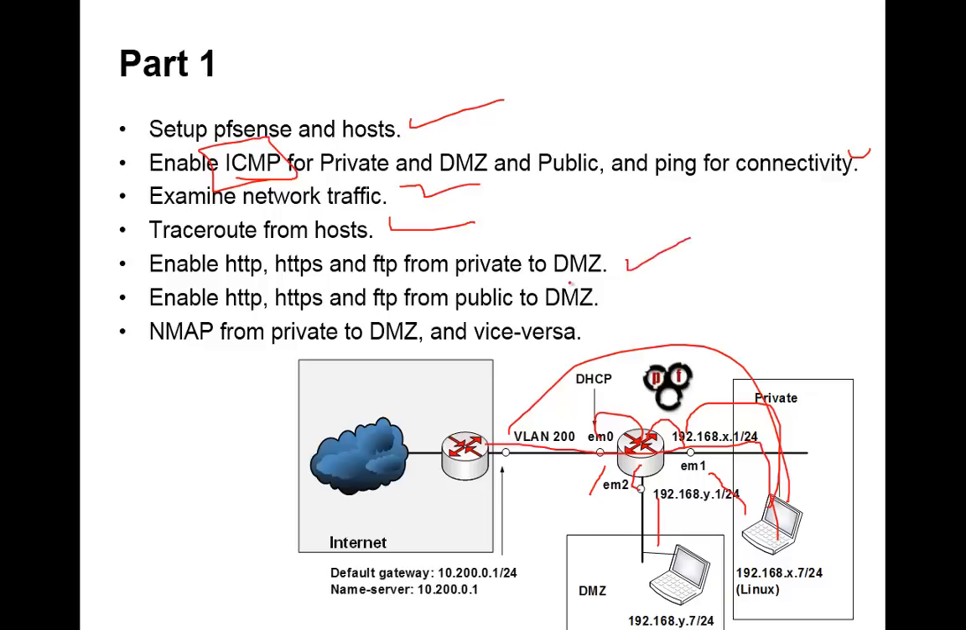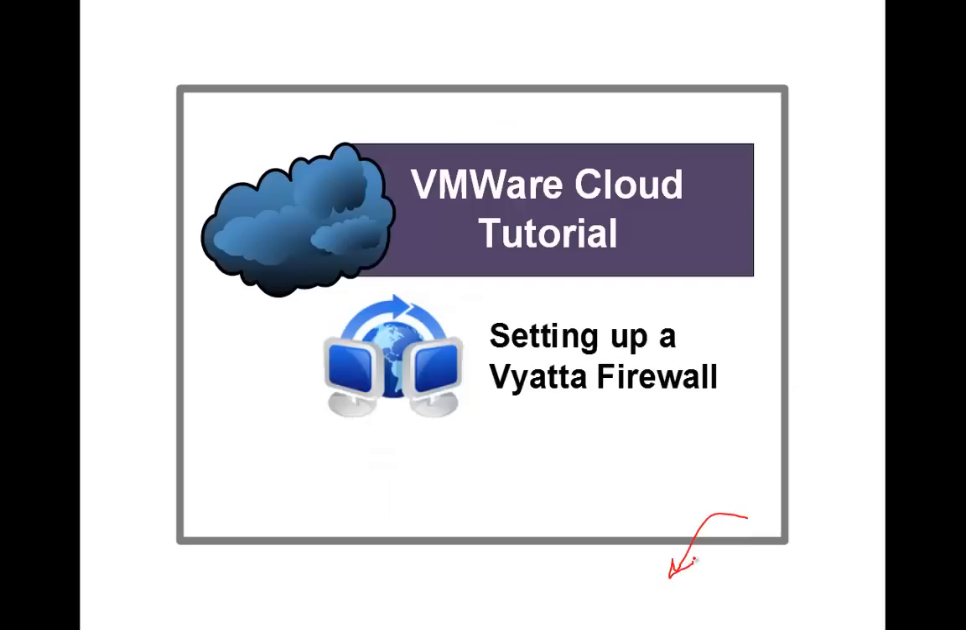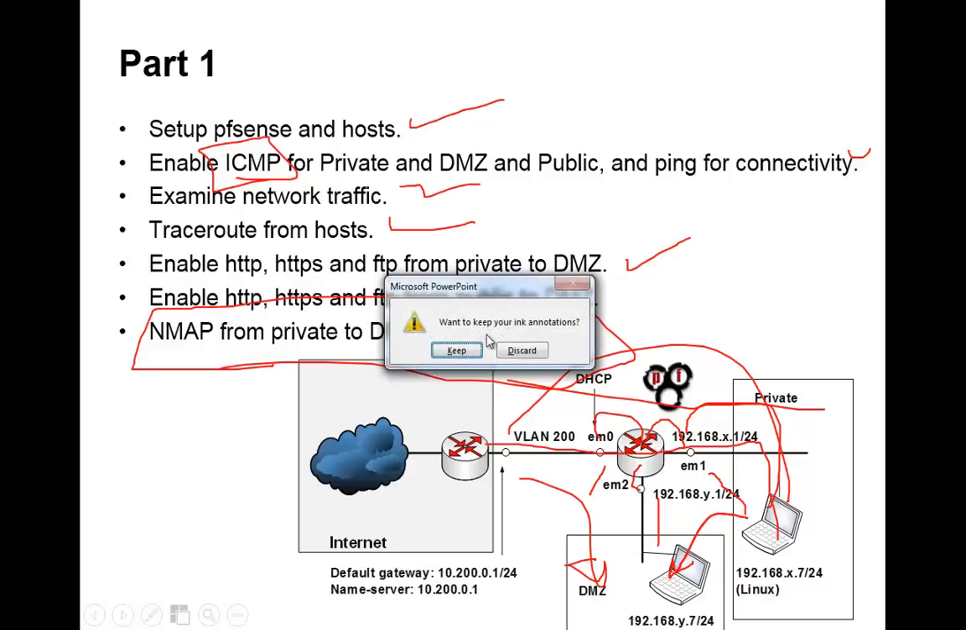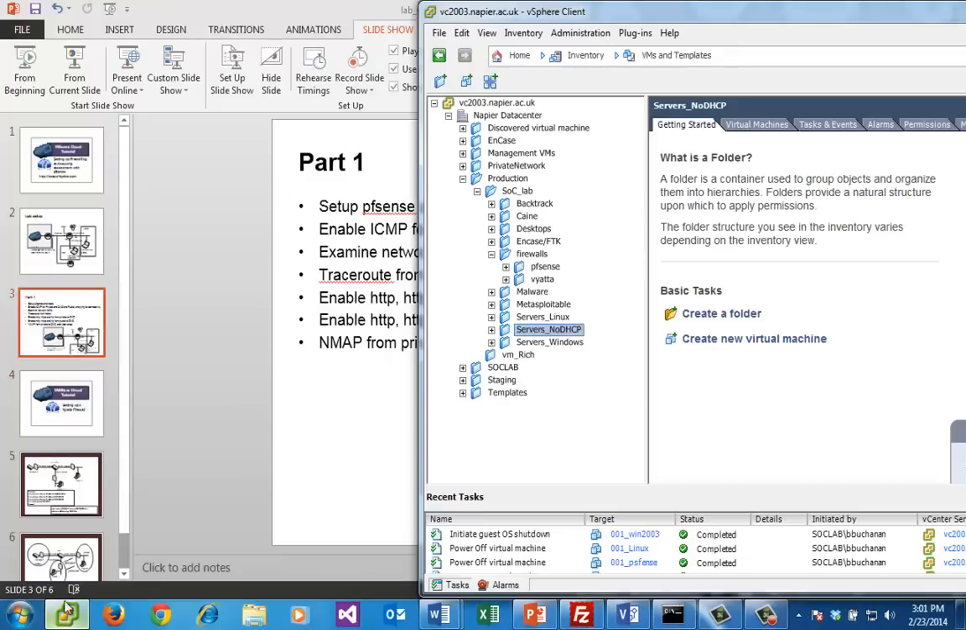Then after that we'll enable HTTP and FTP from the private into the DMZ, and then from the public to the DMZ, no connections into the private network. And then we'll enable Nmap from the private to the DMZ and vice versa. Okay, so let's make a start on that.